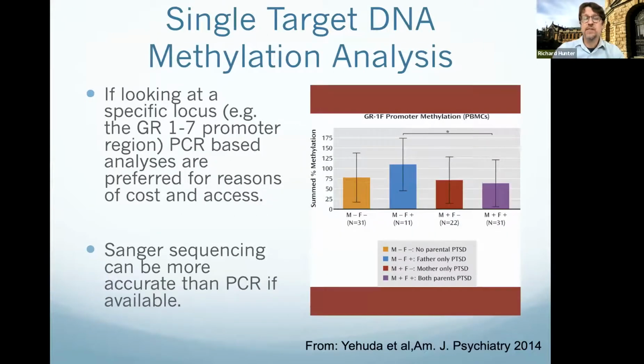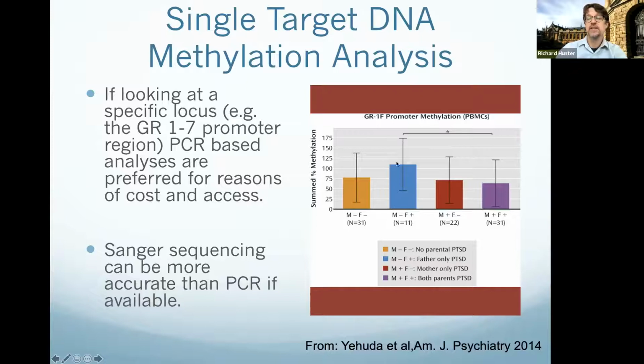Okay, so an example of a single target DNA methylation analysis, this is work from Rachel Yehuda. It's now a few years old. And this is looking at peripheral blood monocytes in parents who have PTSD. And you can see here this significant difference in DNA methylation of this GR1F promoter, which is the analog of the rat promoter we talked about early in the talk, between parents who both have PTSD and father-only PTSD and mother-only PTSD.